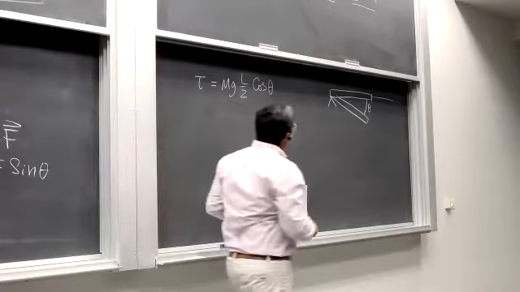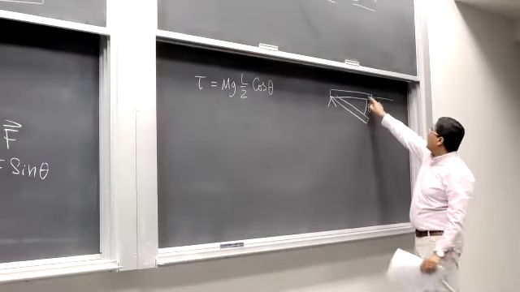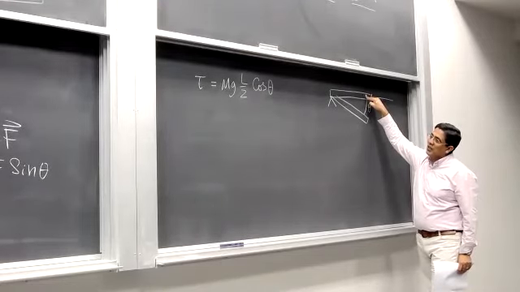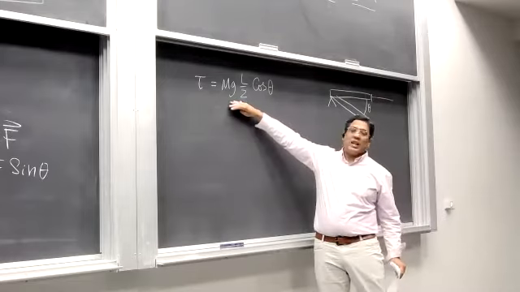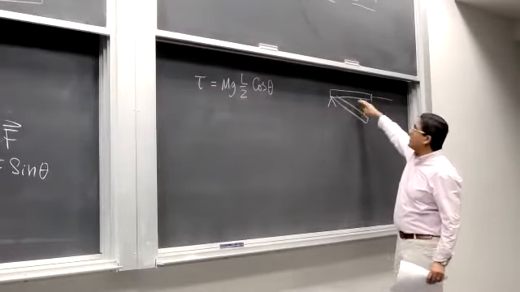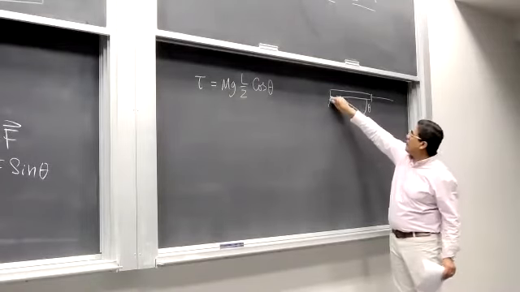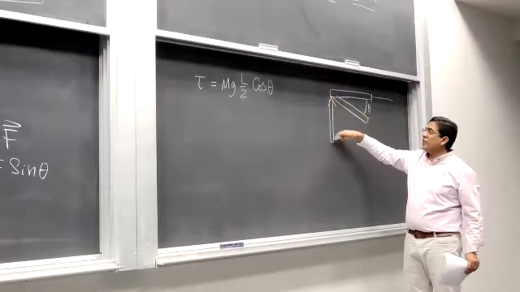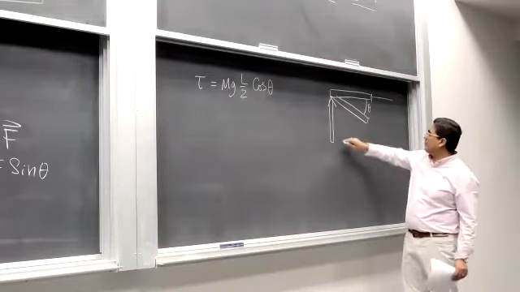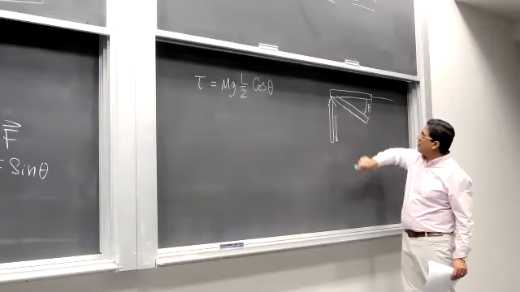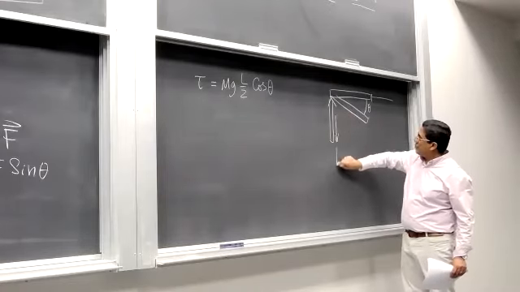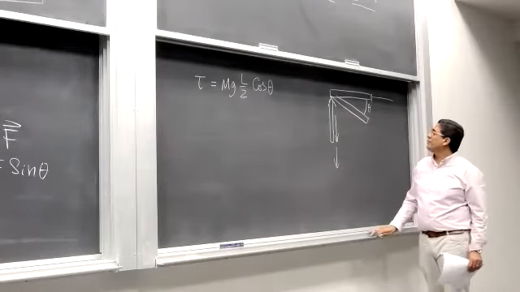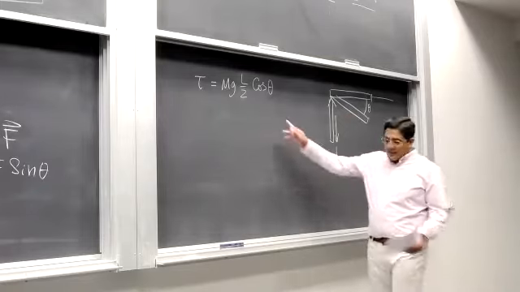You see, when theta is 0, when the rod is in a perfectly horizontal position, cosine 0 is 1, and then you have maximum torque mg L by 2. As the angle increases, the torque decreases. When the rod is perfectly perpendicular, the torque is 0, as it should be, because now the rod and the force have become parallel. There would be no torque due to gravity anymore. All right, so this is the torque.